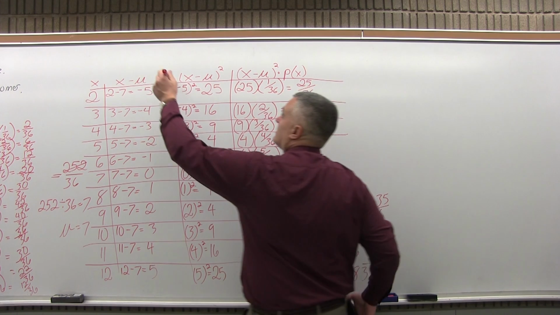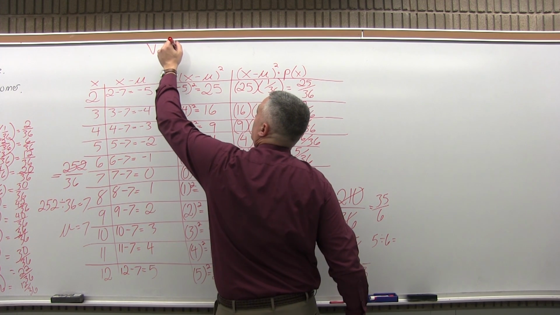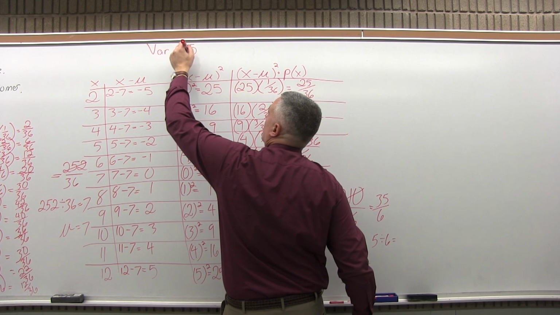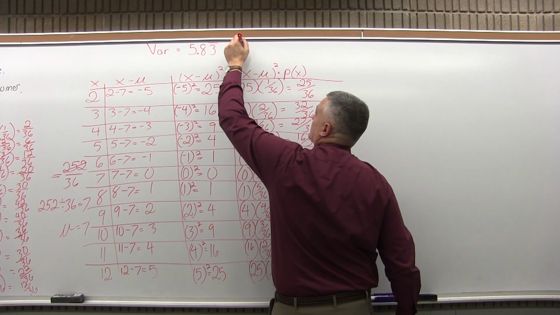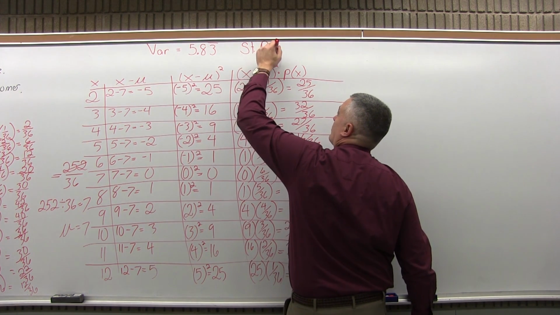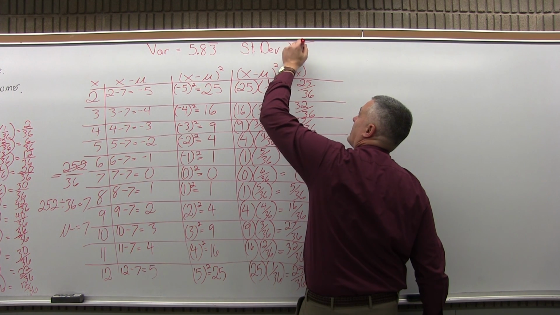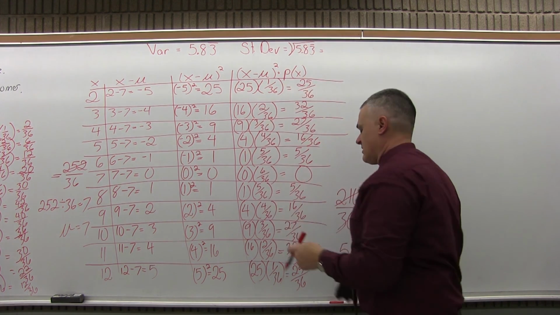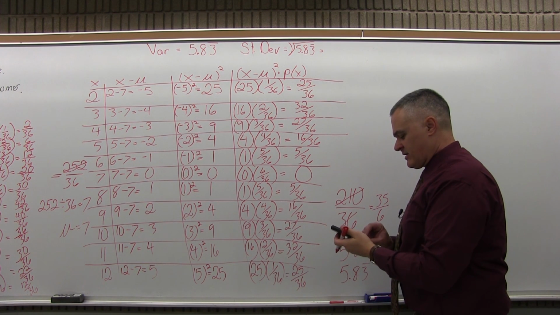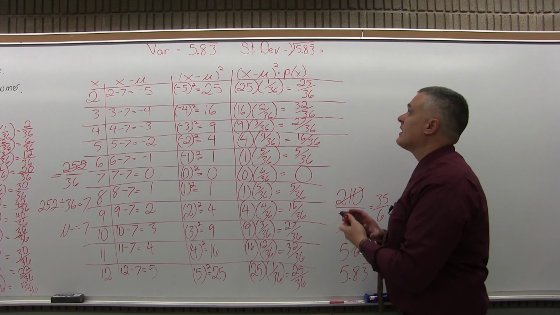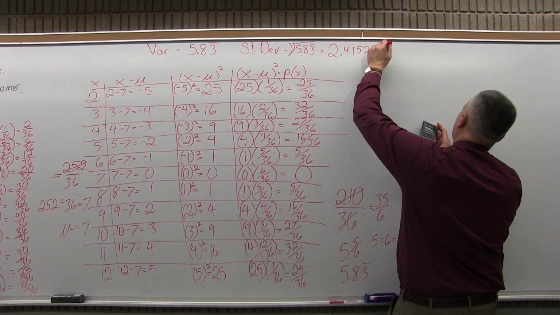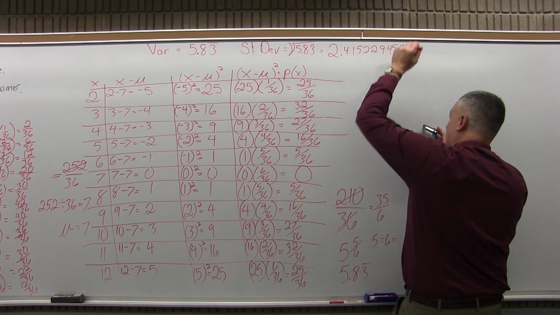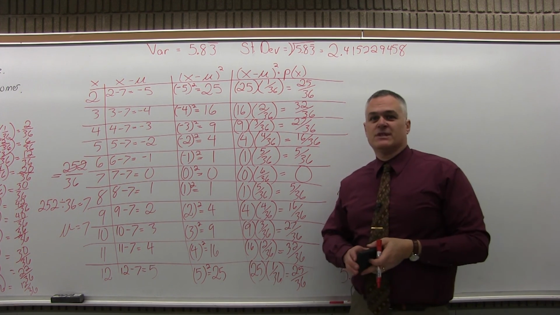So the variance is 5.8333333. Now the standard deviation, which they usually tend to ask, is the square root of whatever the variance is. So the square root of 5.8333333. And let me do that with the calculator. And the calculator says that is 2.415229458. So less than 2.5 for the standard deviation.